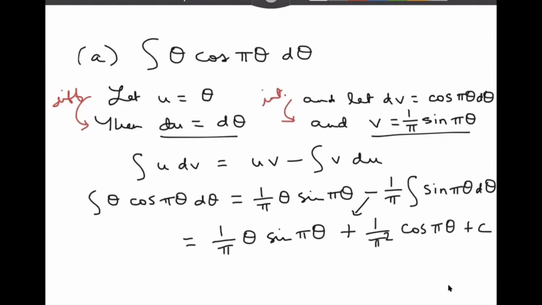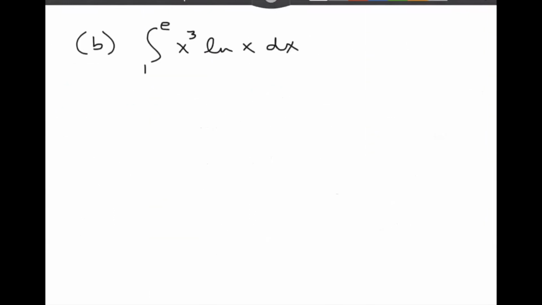And that's it. That's integration by parts. All right, next example. The next example is a definite integral, the integral from 1 to e of x cubed natural log x dx. So now let's figure out what is u and what is dv.